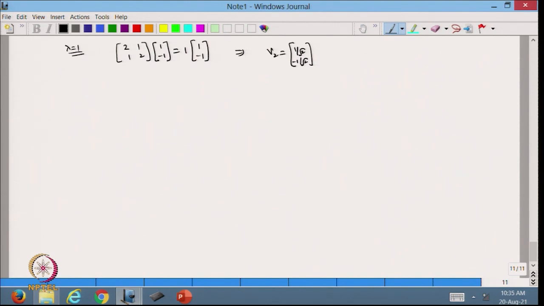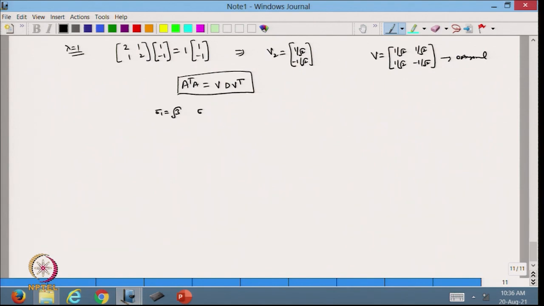Now, based on this, I can show that my A transpose A can be written as follows. My V is the matrix with columns 1 by root 2, 1 by root 2 and 1 by root 2, minus 1 by root 2. This is an orthogonal matrix, so I can write that A transpose A is equal to V D V transpose. This we are able to get. Now, I will find the values of the u i's. From here my sigma 1 is root 3 and sigma 2 is 1. And since my A is 3 cross 2, my U should be 3 cross 3, sigma should be 3 cross 2, and V transpose is 2 cross 2.